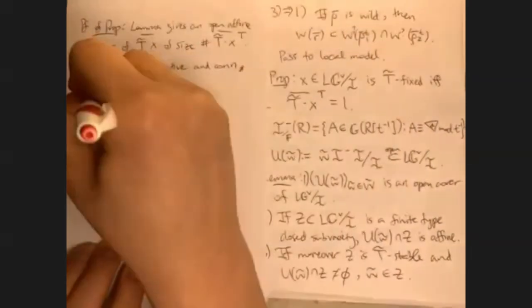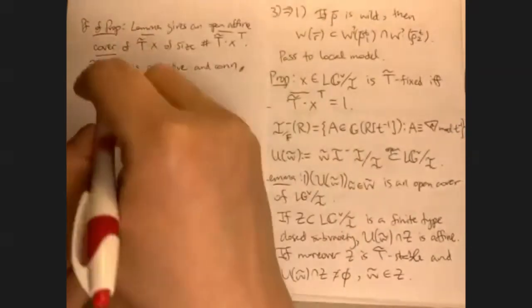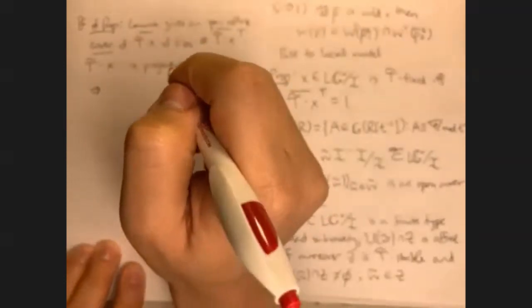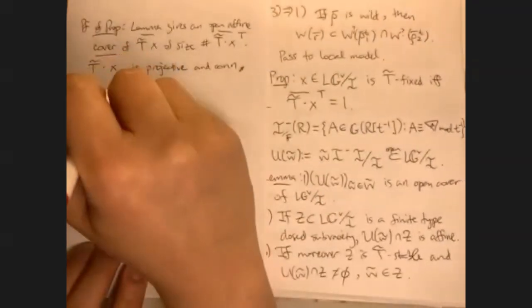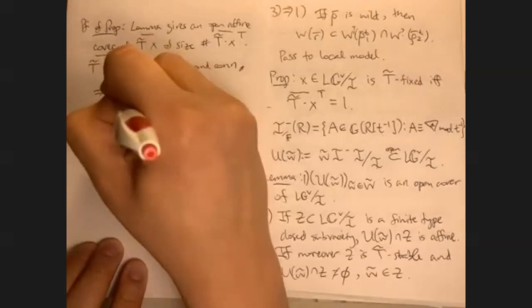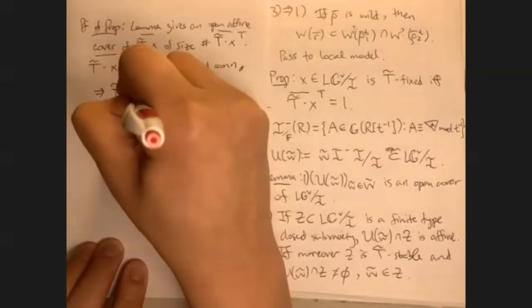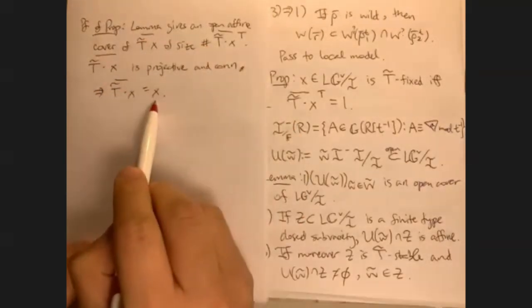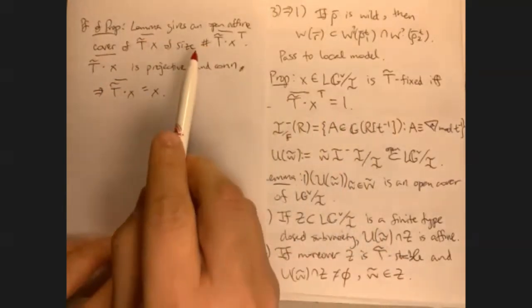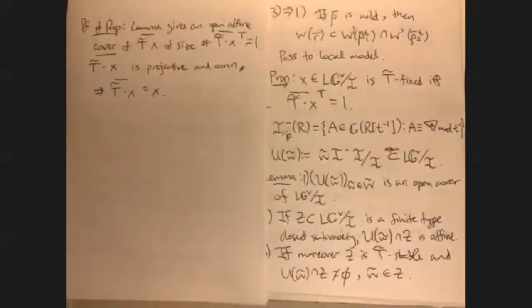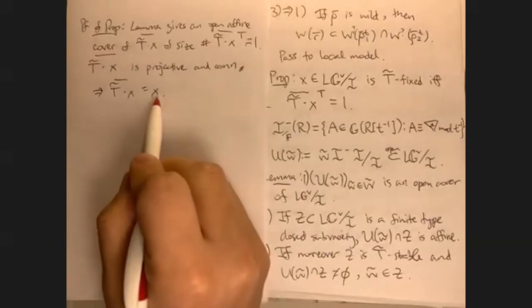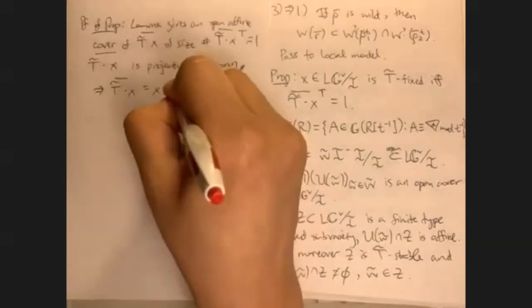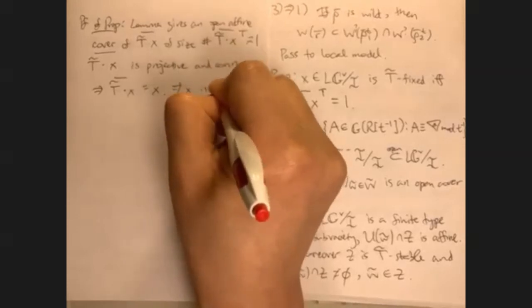So this implies that, so I have some open affine covering of a projective thing. So that means that it just contains a single point. So I assume that this is of size 1. And so I just get a single point here. And that tells me that X is T fixed.